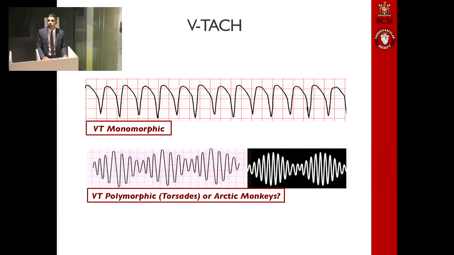The most important polymorphic VT to be aware of is torsade de pointes, which is caused by a prolonged QT interval. If you're having trouble remembering what twisting of the points, which is torsade de pointes in French, looks like, remember the cover of the album of the Arctic Monkeys labeled AM. The AM album cover art looks exactly like what we would expect to see in torsade de pointes.